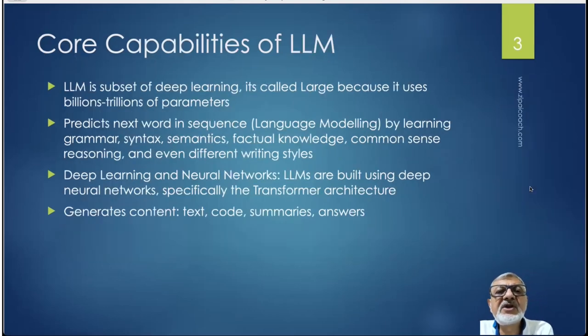As you know, the core capability of LLM, which is a subset of deep learning, and it's called large because it uses billions and trillions of parameters. The core capability of LLM is that it can predict the next word in a sequence, which is called language modeling. So it learns the grammar, the syntax, semantics, factual knowledge, and common sense reasoning in a sentence. And it also learns the writing styles.